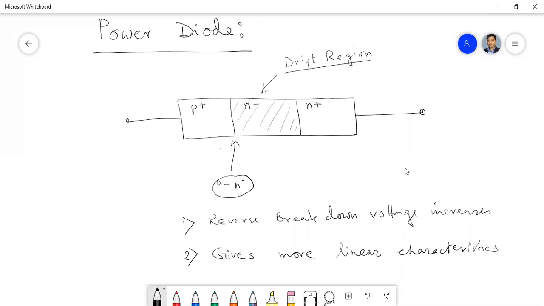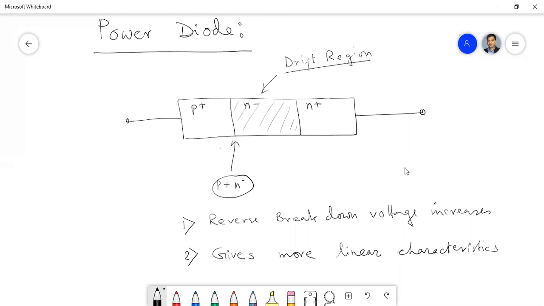It results in two advantages. The first one is the reverse breakdown voltage increases, because if we don't have that, but still have elevated concentration, then the PIV, the reverse breakdown voltage, will be reduced. So it increases the reverse breakdown voltage, and the width of the drift region determines the reverse breakdown voltage. So that is one advantage we get.